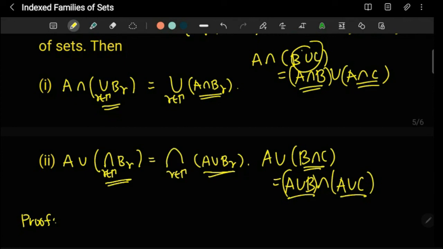So I'm going to prove number 1 and I will leave number 2 as an exercise. So this will be an exercise.